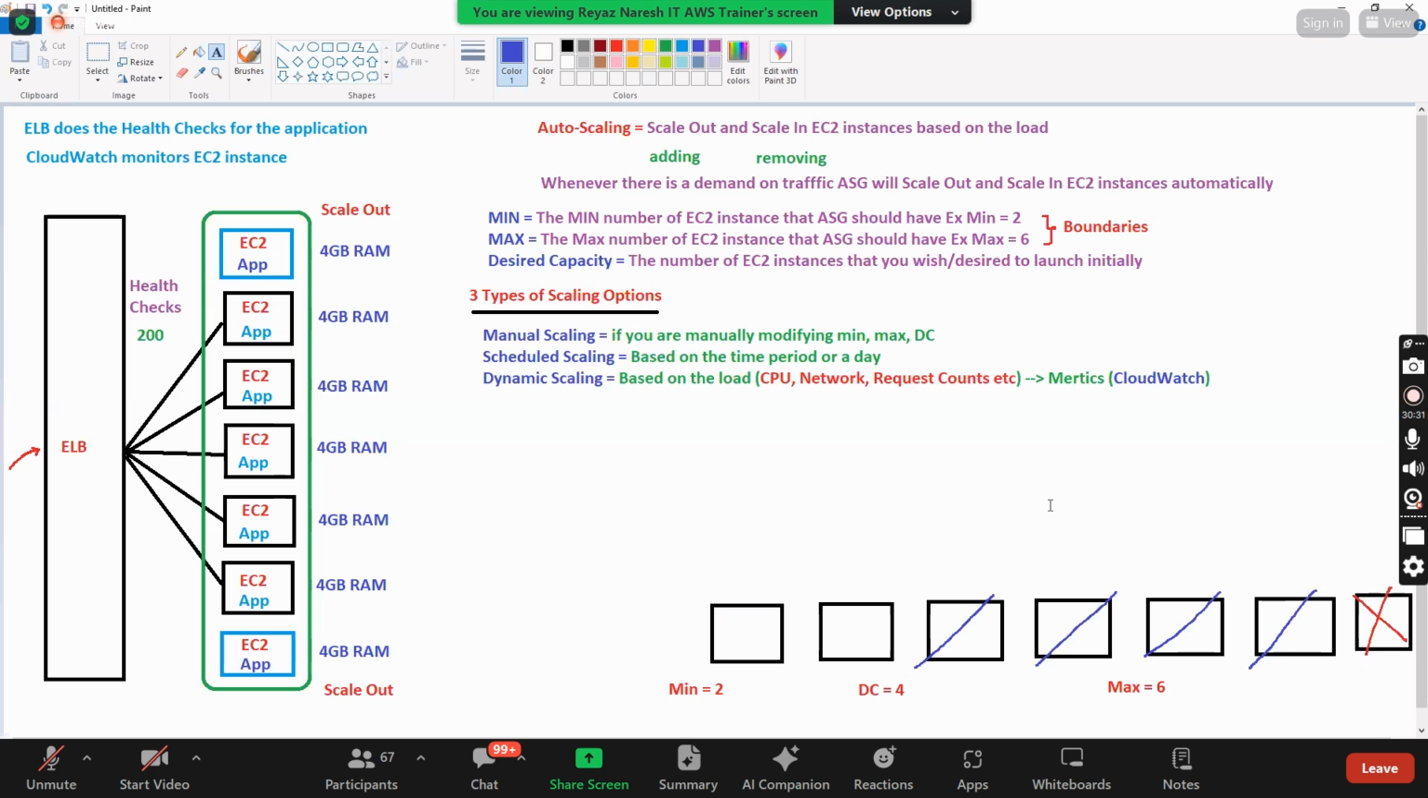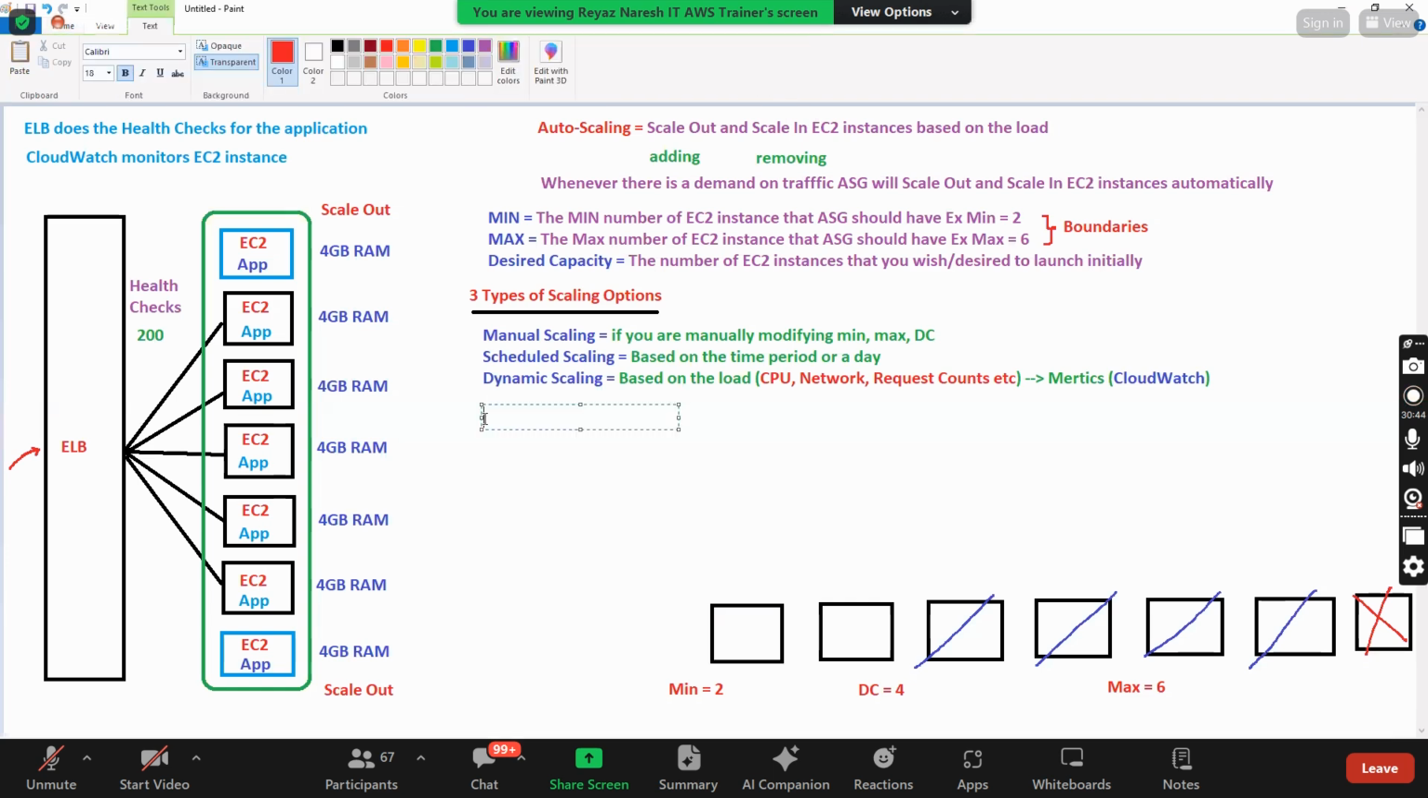You can call it launch template, or you can call it launch configuration. Anything is fine, but I would suggest using launch template, not configuration. You understand what a launch template is? Those 7 steps, you're keeping as a template. That is called a launch template, or launch configuration.